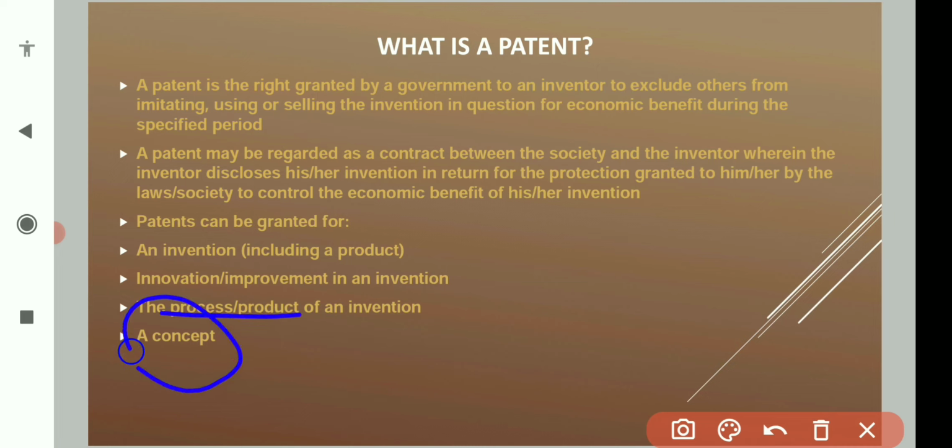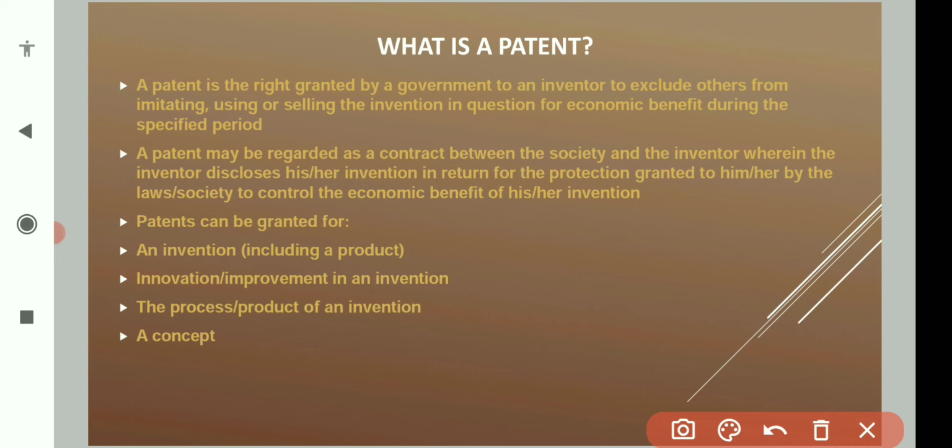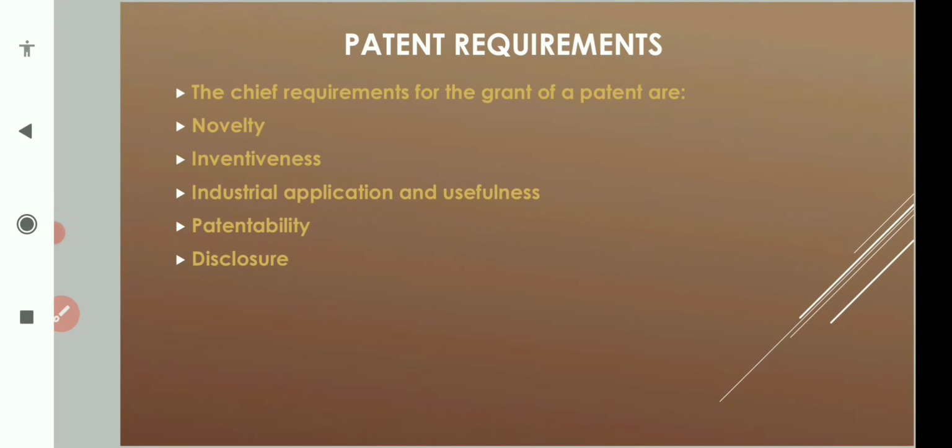And also the concept. If you have an initial concept, that by using this concept you can make a new thing, you can have an invention. So for that concept also you can take a patent. But in this concept patent there are several things that you have to consider. So all these are the things for which you can take a patent.